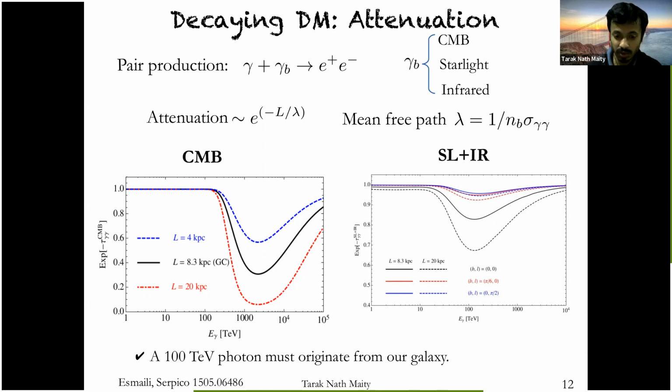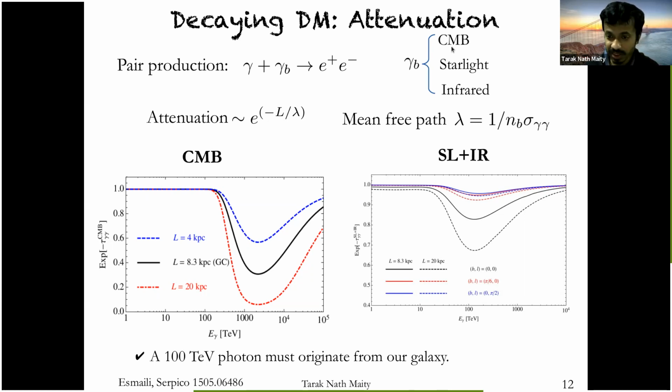And essentially, you could calculate it utilizing this formula. If the path length, or the length that the gamma rays are traveling, is much larger than the mean free path of the gamma rays, then there will be a reduction in the gamma ray flux. And if it is much smaller than the mean free path of the gamma rays, then there would not be any reduction in the gamma ray flux. And the mean free path could be calculated utilizing this formula, where n_B is the background photon number density and sigma gamma-gamma is the gamma-gamma interaction cross section.